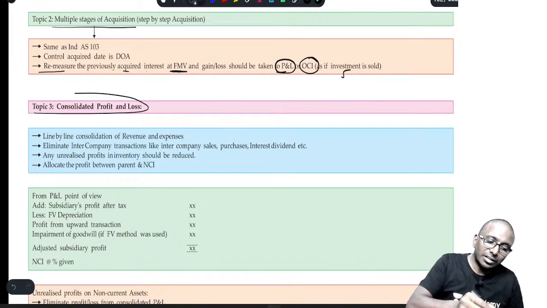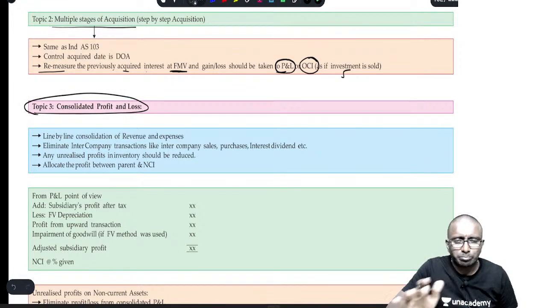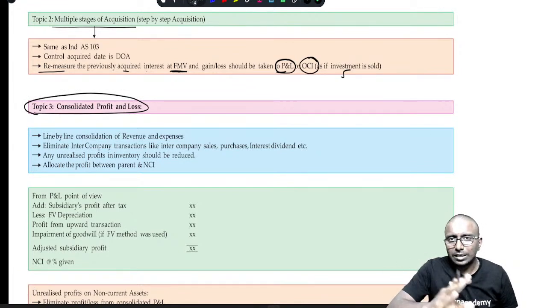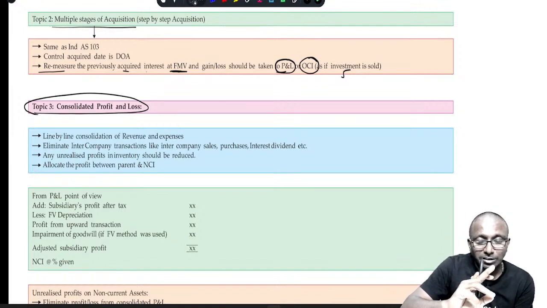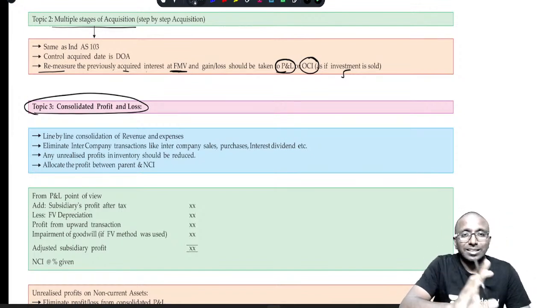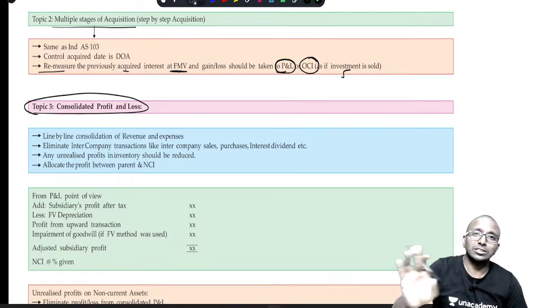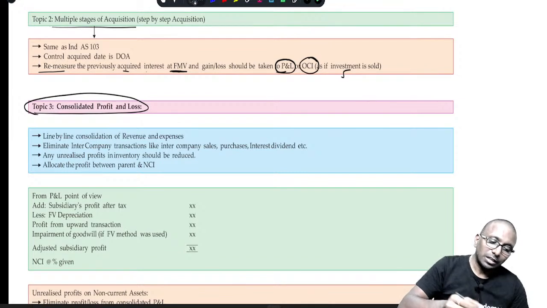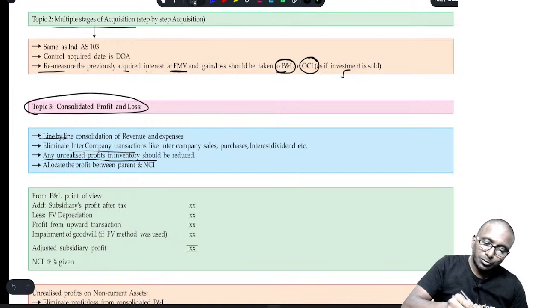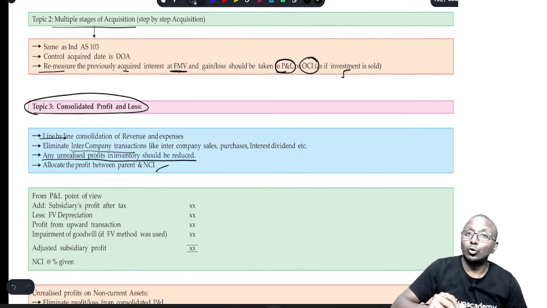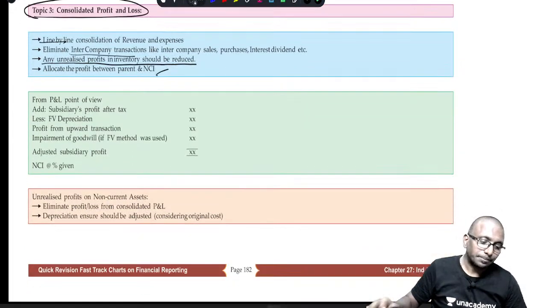Next, consolidated P&L. It is pretty simple and normal. All sales and purchases will be consolidated line by line. But keep one thing in mind: intercompany sales, intercompany expenses, intercompany dividends are not going to be considered. It's line by line. Eliminate intercompany transactions and any unrealized profits. All those things are going to be eliminated.